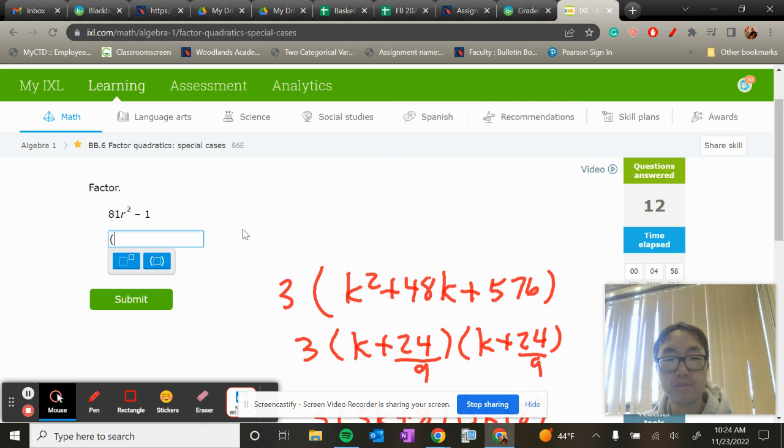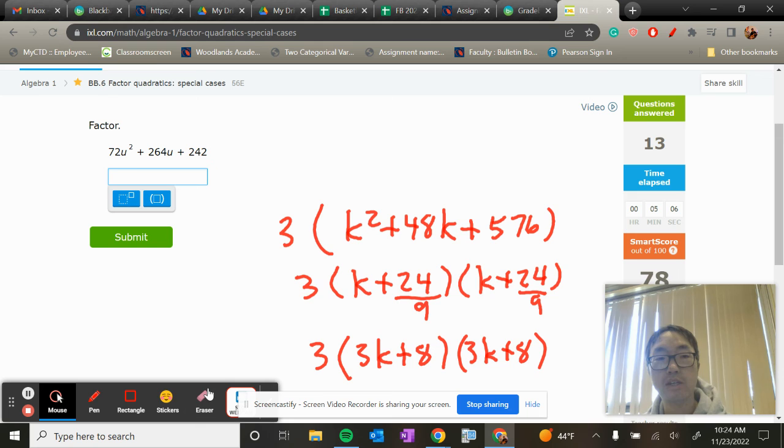Let's do one more. Difference of squares. All right, that's enough. We'll end at 78.